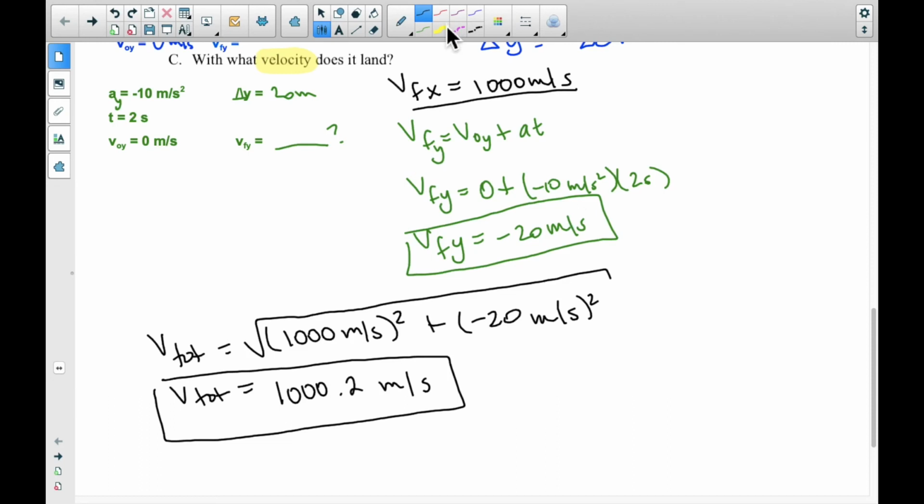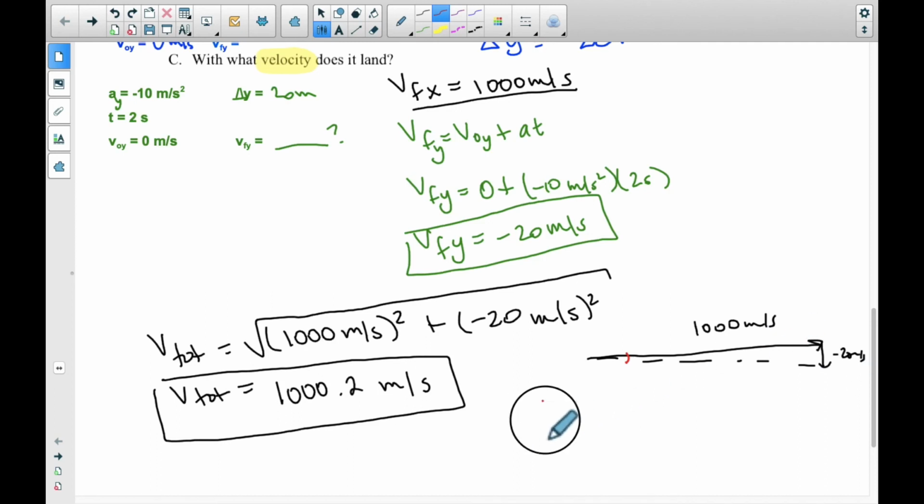Okay, as far as our direction goes, so we know it's going 1,000 meters per second this way, and it's going down 20 meters per second this way. So I'm looking for this angle in here. That's a tiny little angle, right? So for this angle, we're going to find the inverse tangent of opposite over adjacent. And my calculator might not like that negative, so I'm going to go and change that just because it wouldn't matter if it was positive, right? If it was going the other way, it'd be the same thing.